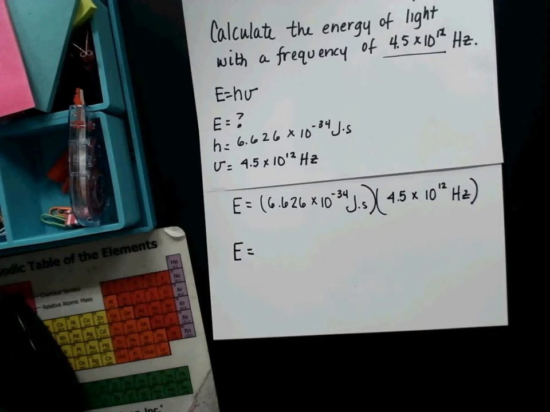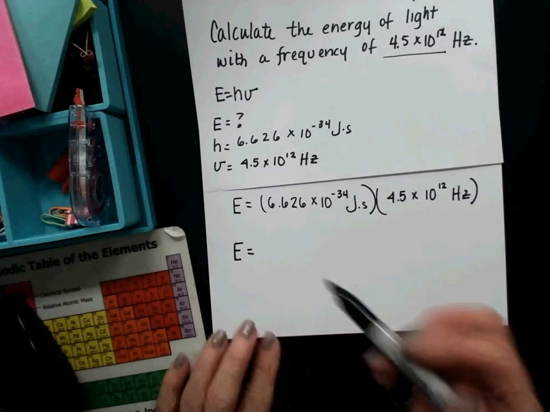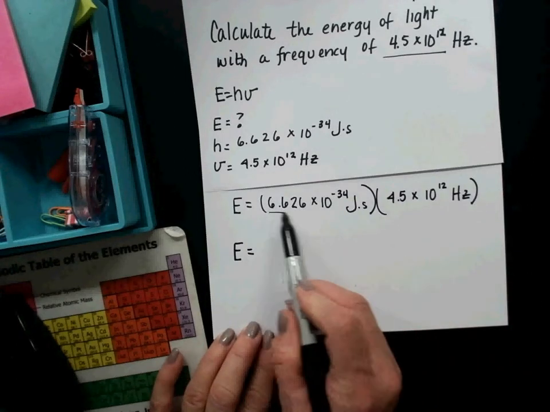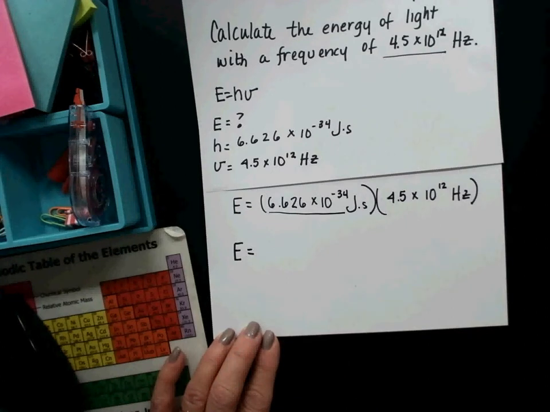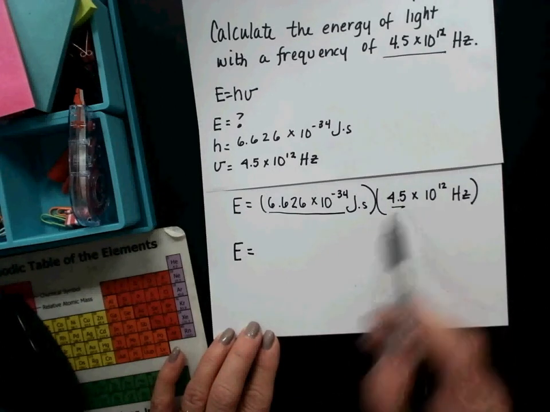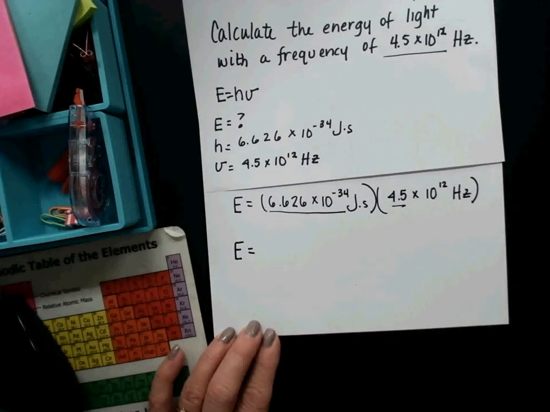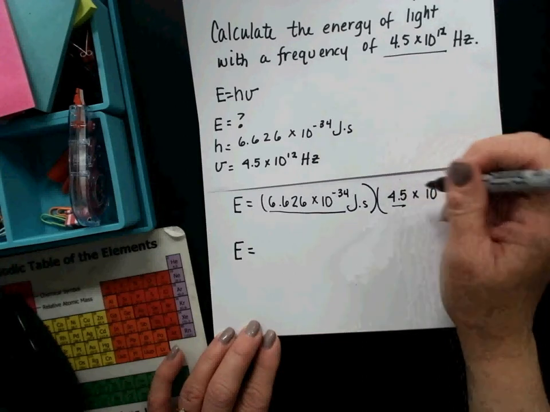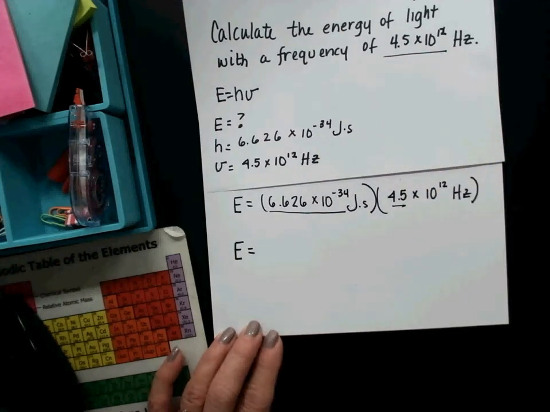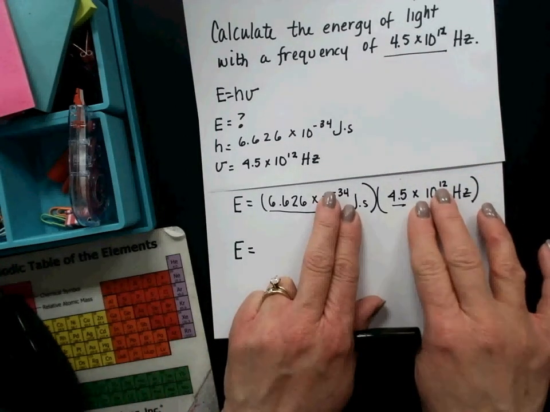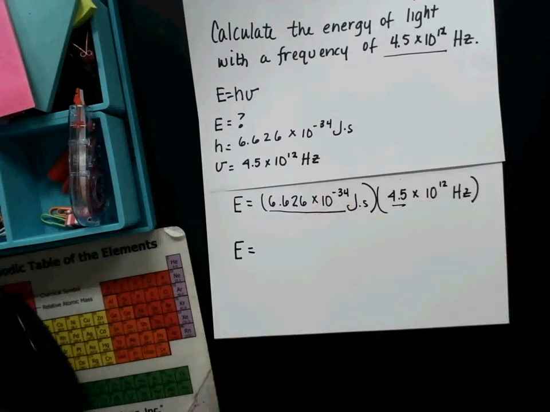Jaden, let me ask you this question to start with, before you even start punching things in. How many sig figs does this number have? 4. How many does this have? 2. So the rule says, when I'm doing multiplication, I can't have any more than the one with the least. So my answer should have 2 sig figs in it. Remember, we don't worry about these tens out here when we're doing sig figs. So punch that in and see what you get.